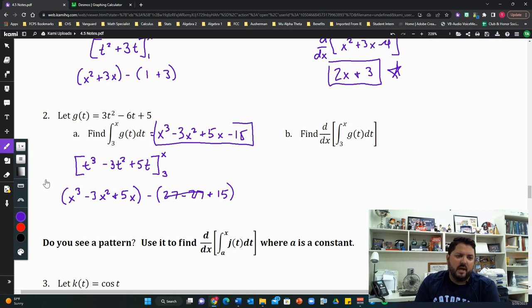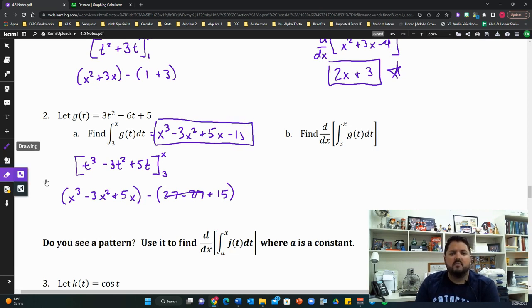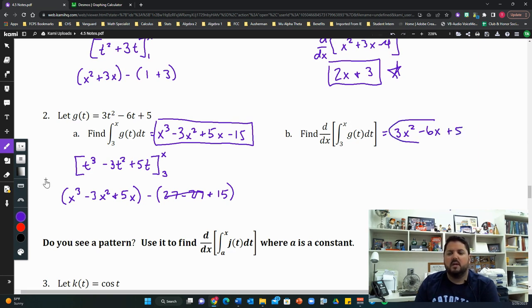Okay, so now for the second part, now we will take the derivative of that result. Again, we're taking the derivative of the integral that we started with, but that integral is equivalent to this expression. So when I take the derivative of this, I get 3x squared minus 6x plus 5, and the constant disappears. So again, think about how the result of this two-step process compares to what we started with.